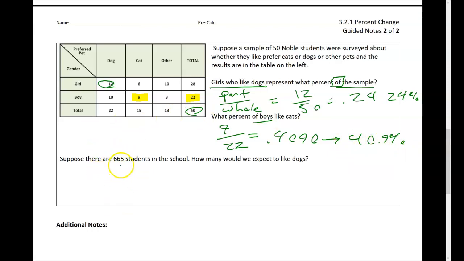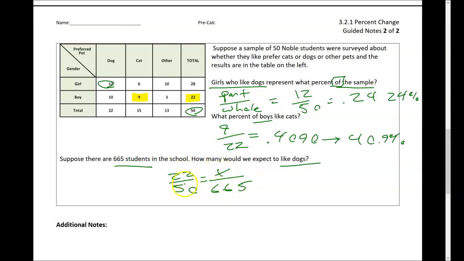And then here's an interesting thing we can do. So suppose there are 665 students in the whole school. So if we read the text, we asked 50 of them. We want to estimate. So that's one of the things these are useful for, right? We can estimate by asking a small sample to save us the work of asking all 665 of us. How many would we expect to like dogs, right? Well, 22 like dogs out of 50. And that would give us 44% if we divided this out. So we could take 44% of 665, or, and you've seen this before, we could do this.